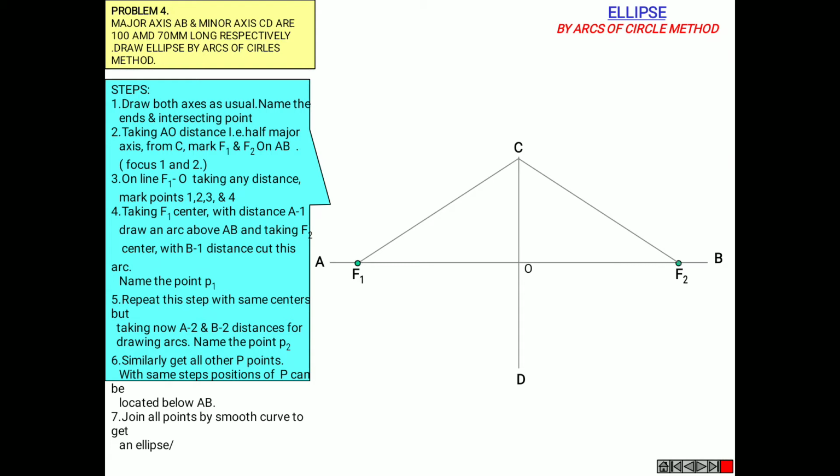Now what's the third step? On line F1 to O, taking any distance, mark 1, 2, 3, 4. So make some 4 points.